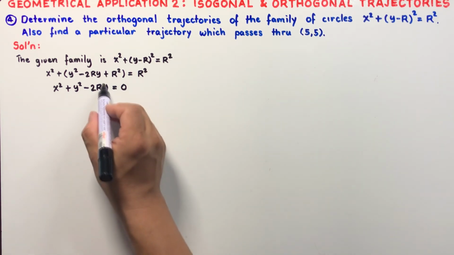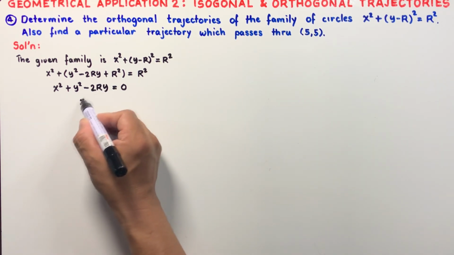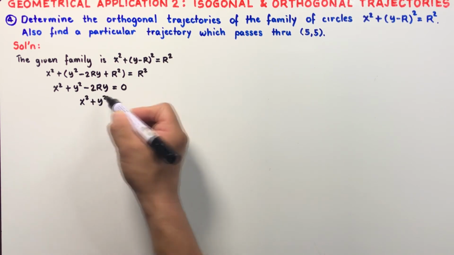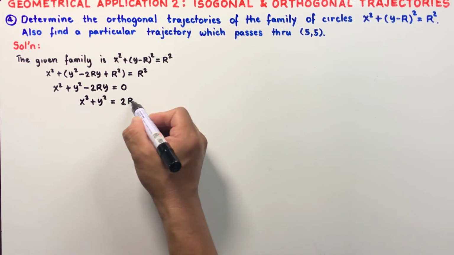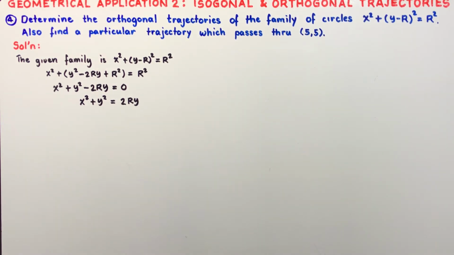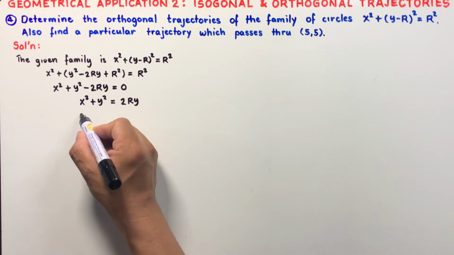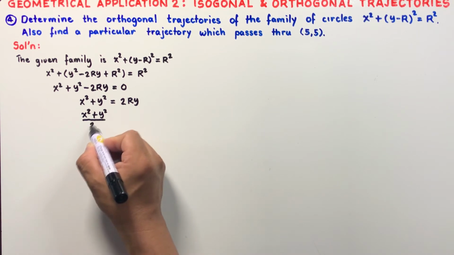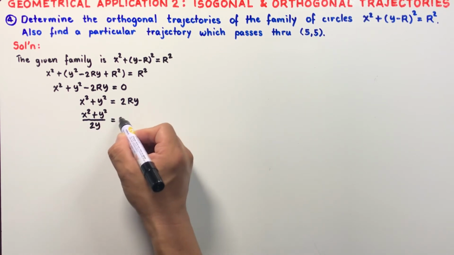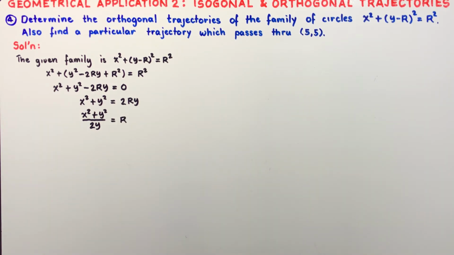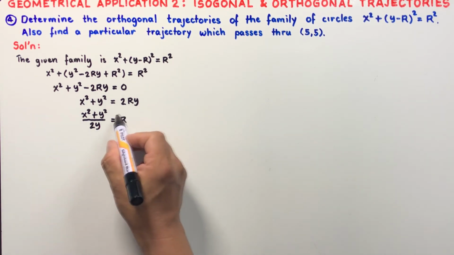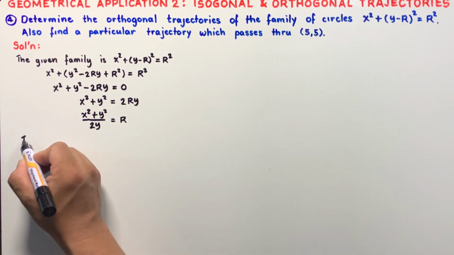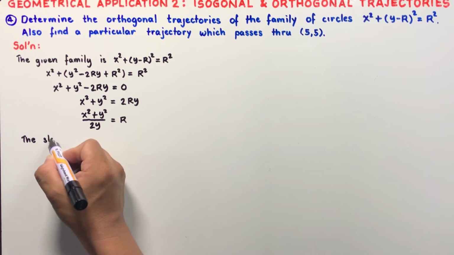And isolating this term, because this contains r, we have x squared plus y squared is equal to 2ry. And then dividing both sides of the equation by 2y, we have (x squared plus y squared) over 2y, and the fraction is just equal to r. So we are now isolating the r because we want to eliminate this constant r. And to eliminate this constant r, we take the derivative. And the derivative is the slope of the equation.